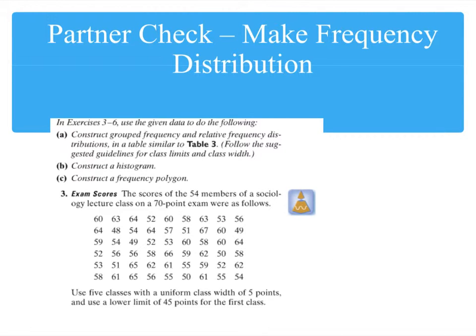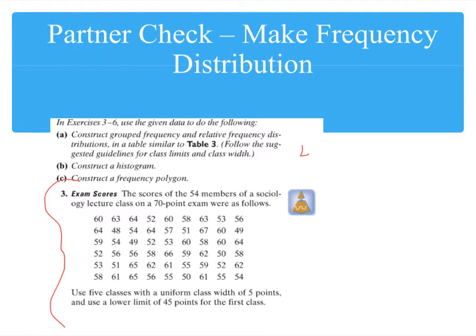Here's another example, and let's work through this one all the way. So this one says to make a frequency distribution, and we're also going to talk about a histogram and how to do that from the frequency distribution. So we've got some exam scores here. It's a sociology class, and it was a 70-point exam. It says to use 5 classes with a uniform class width of 5 points and use a lower limit of 45 for the first class.